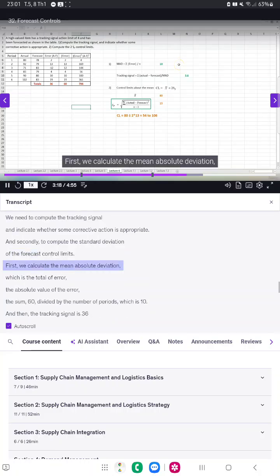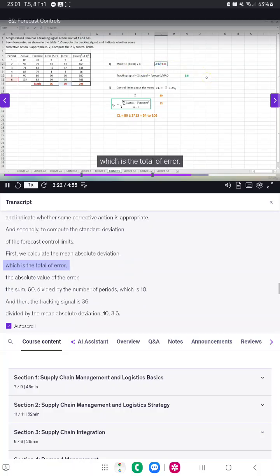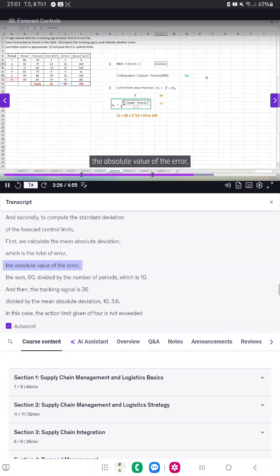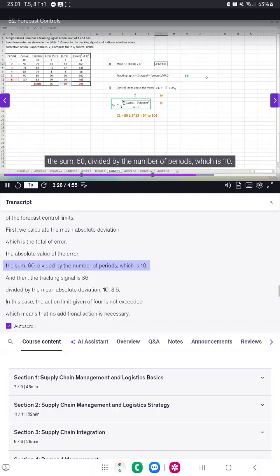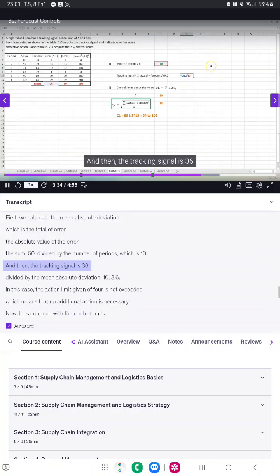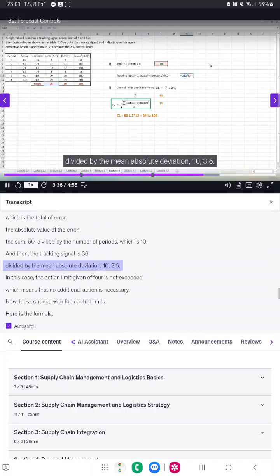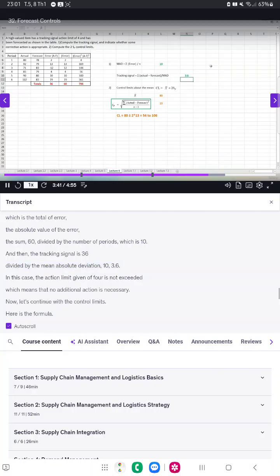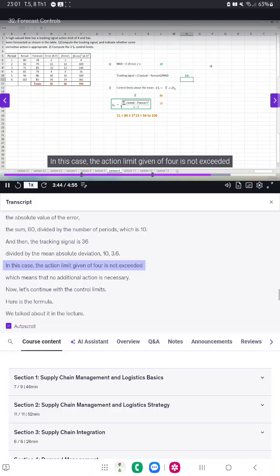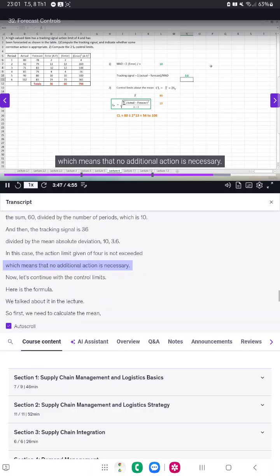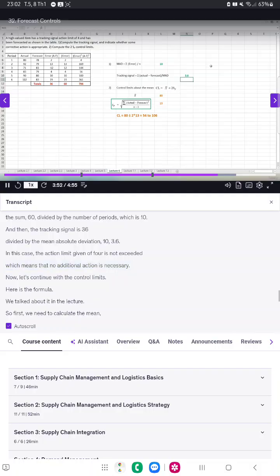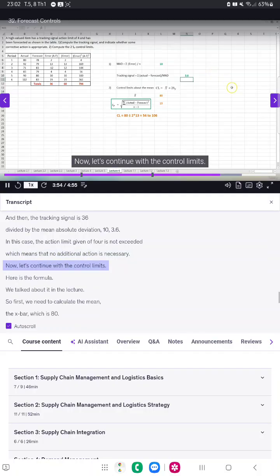First, we calculate the mean absolute deviation, which is the total of the absolute value of the error, the sum, 60, divided by the number of periods, which is 10. Then the tracking signal is 36 divided by the mean absolute deviation 10, which is 3.6. In this case, the action limit given of 4 is not exceeded, which means that no additional action is necessary. Now let's continue with the control limits.